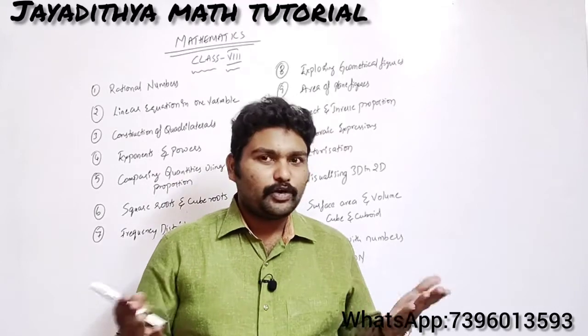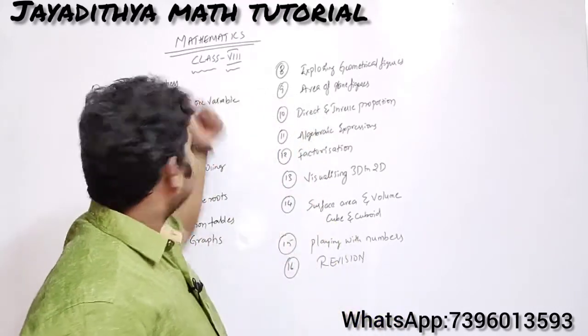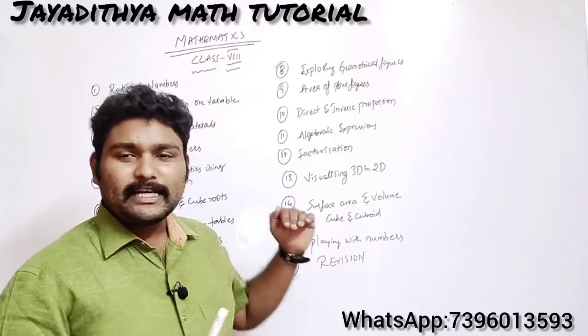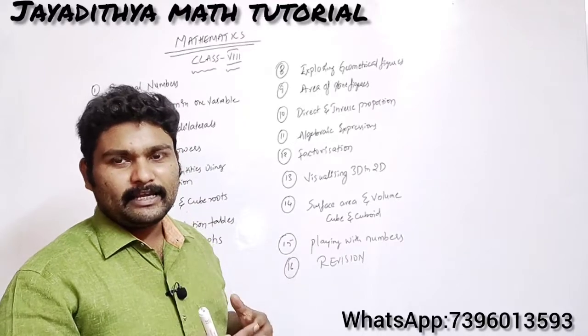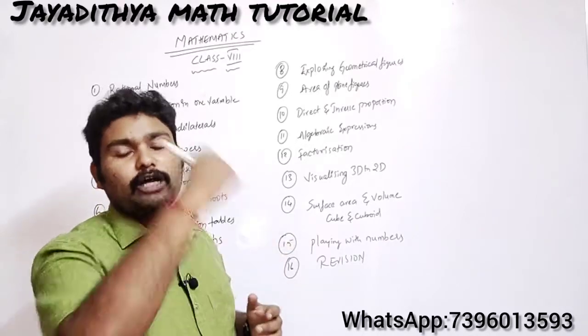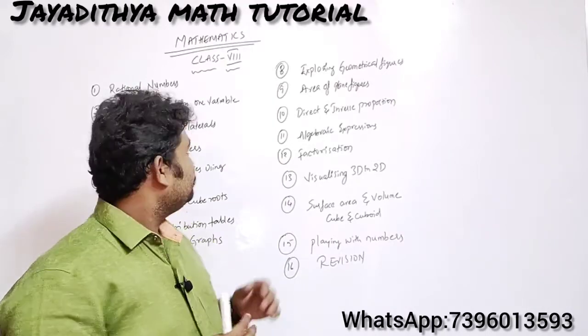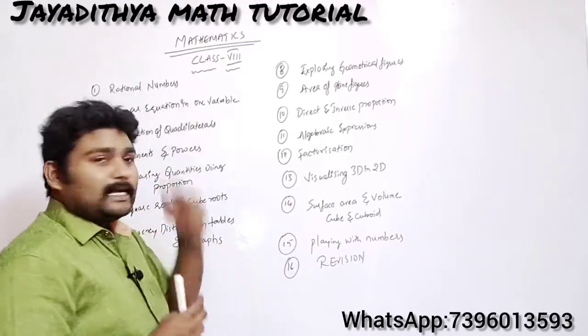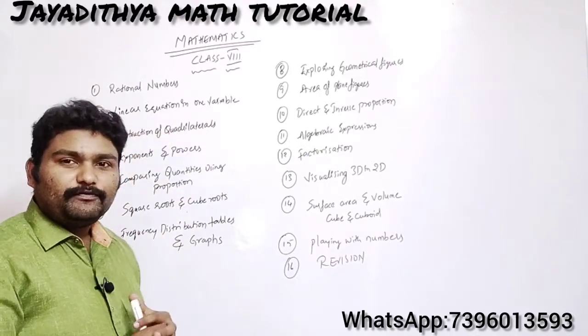Even in this class we are going to explore many things. Do watch it till the end. Already I told you about rational numbers. If you combine rational and irrational numbers, that will be real numbers. That is a chapter you have in 9th standard, and you will also have the real numbers chapter in 10th. That's why this chapter is very important. And next you have linear equations in one variable.